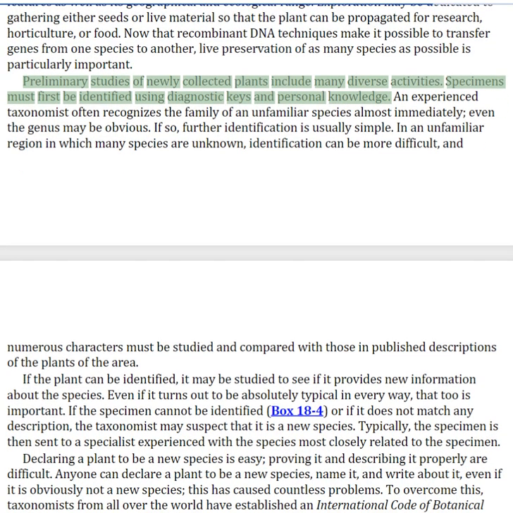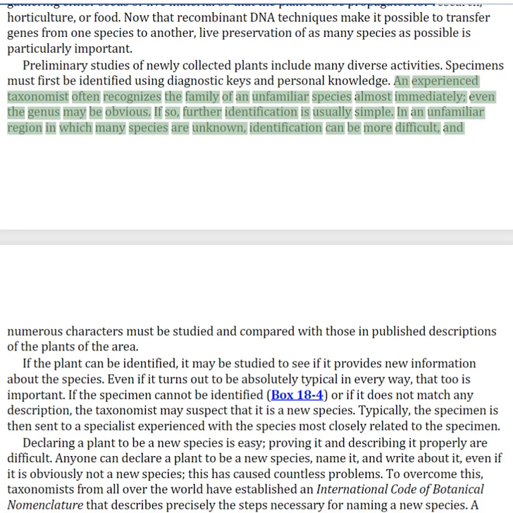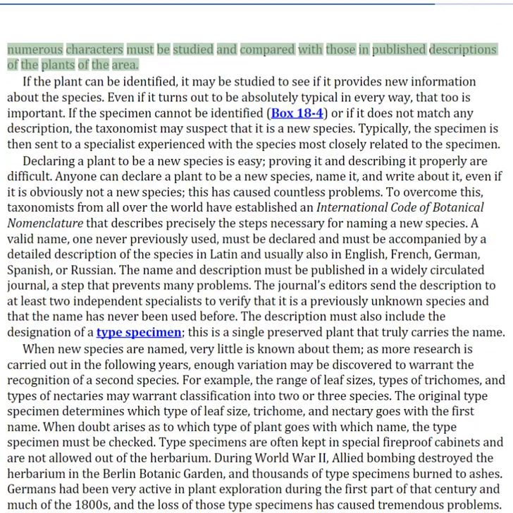Preliminary studies of newly collected plants include many diverse activities. Specimens must first be identified using diagnostic keys and personal knowledge. An experienced taxonomist often recognizes the family of an unfamiliar species almost immediately. Even the genus may be obvious. If so, further identification is usually simple. In an unfamiliar region in which many species are unknown, identification can be more difficult, and numerous characters must be studied and compared with those in published descriptions of the plants of the area.